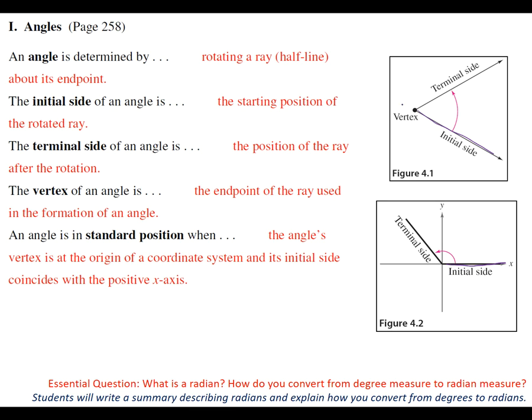The vertex is that point where the 2 rays come together. The vertex we've learned in elementary school somewhere. An angle is in standard position when the angle's vertex is at the origin of a coordinate system and its initial side coincides with the positive x-axis. So we are going to probably put all of our angles on the coordinate plane. That's the transition from right triangle trigonometry to still based on triangles, but trigonometry. Okay, we see it in the rest of the world.